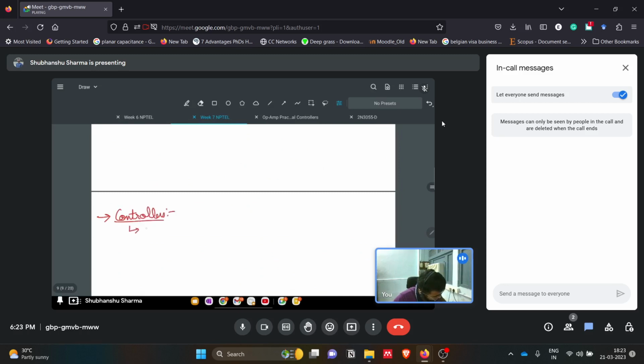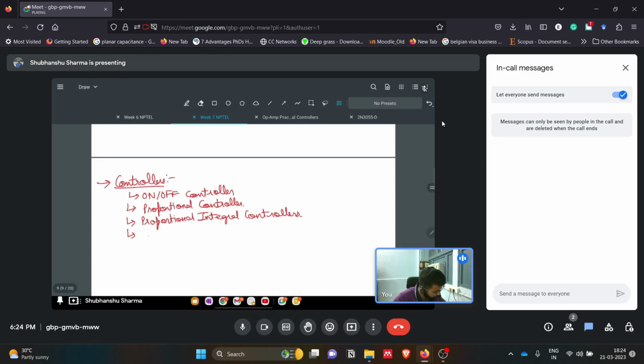So in this, we will see the on-off controller. Then there will be proportional controllers, then proportional integral controllers, then PIP controllers. Okay.